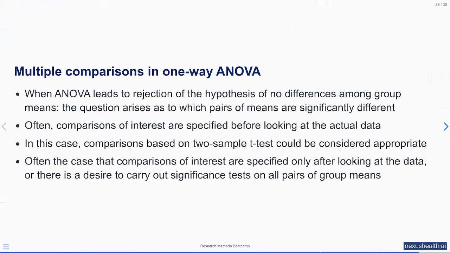When the ANOVA leads us to reject the hypothesis of no difference among group means, the question that arises is to which pair or which pairs of means are significantly different. Often the comparisons of interest are specified before looking at the actual data. In this case, comparisons based on two sample t-tests could be considered appropriate. Often the case is that comparisons of interest are specified only after looking at the data, or if there is a desire to carry out significance tests on all pairs of group means. So we're basically talking about the post-hoc tests.